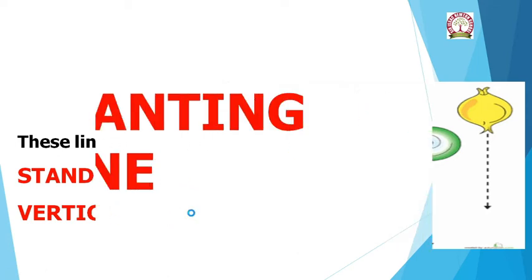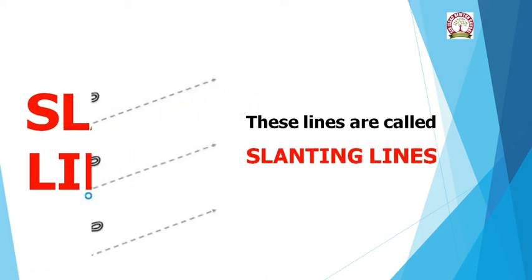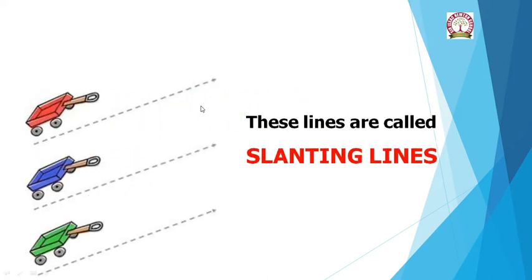And the third one is the slanting line. What is the third one? The third type of line is the slanting line. See, this line is called a slanting line. What is the name of this line? This line is called a slanting line.